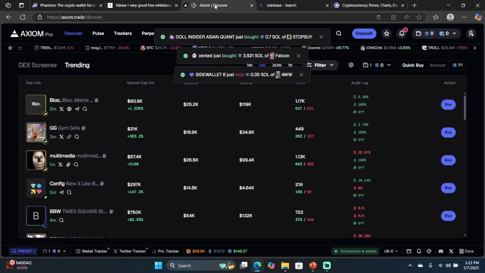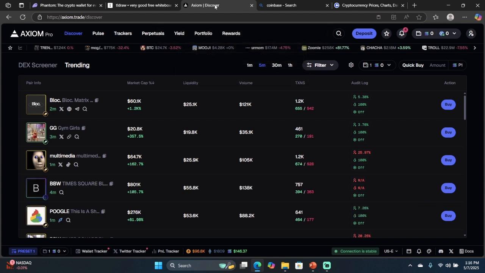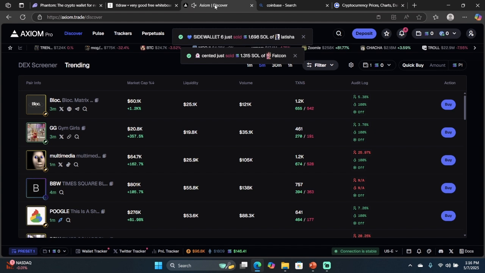Your Phantom wallet, you're on Axiom, so you can trade. All right. The Phantom wallet is going to connect directly to your bank, so you can withdraw money fresh out of your bank account and buy Solana.